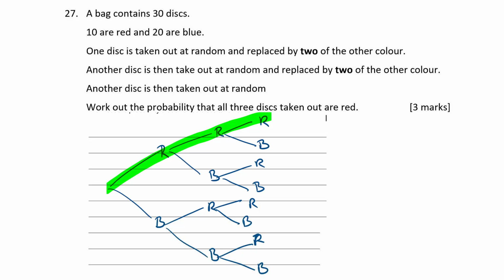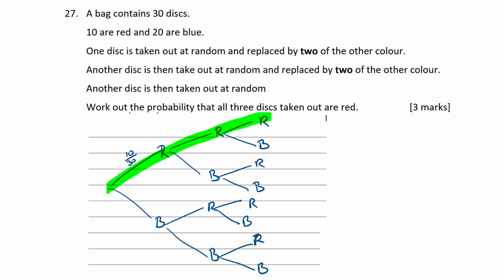So one disc is taken out at random and replaced by 2 of the other colour. So to start off with, we had 10 red and 20 blue. So the probability of selecting a red one is going to be 10 out of 30. So 30 discs altogether, 10 of which are red, 10 out of 30.